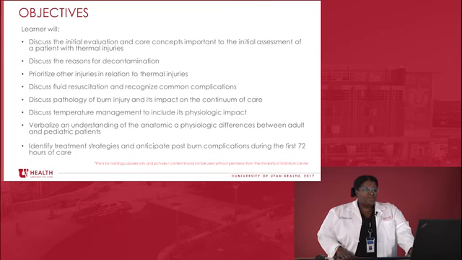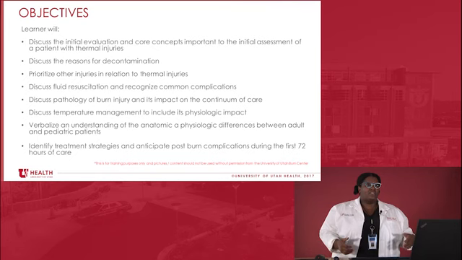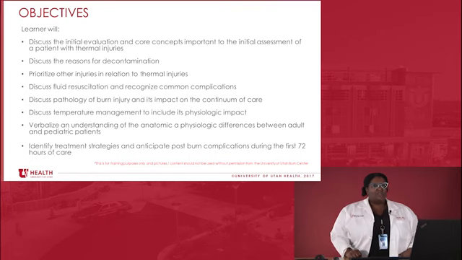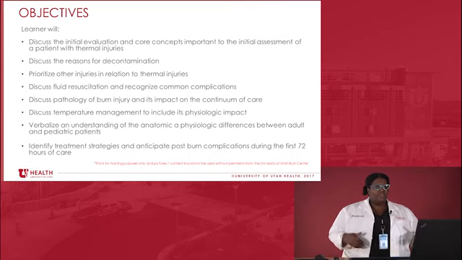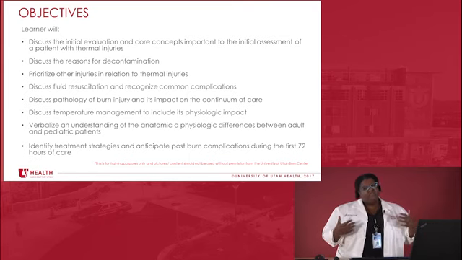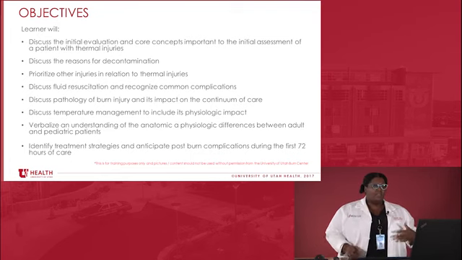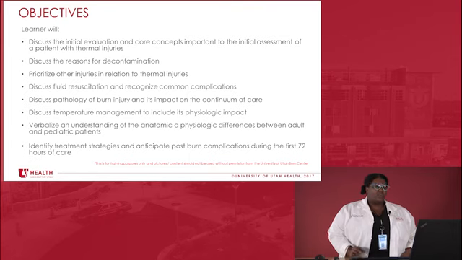We're going to, of course, go through some discussion about fluid resuscitation, recognize some common complications, and then discuss some of the pathophysiology of burn injury, inhalation injury, and its impact on the continuum of care. We'll also include some things like temperature management and its physiologic impact. And then hopefully you'll be able to verbalize understanding of the anatomic and physiologic differences between our adult and peds patients, only for some acute reasons. And then identify treatment strategies and anticipate some of the post-burn complications during the first 72 hours of care.